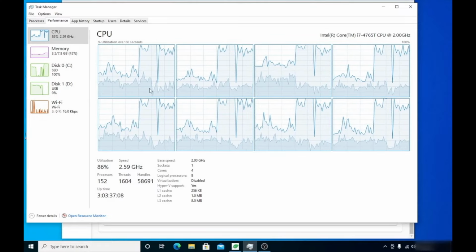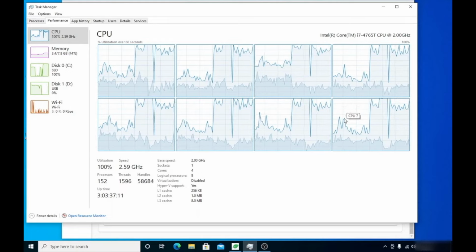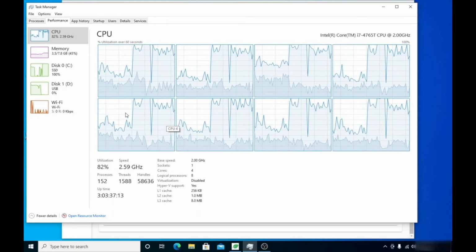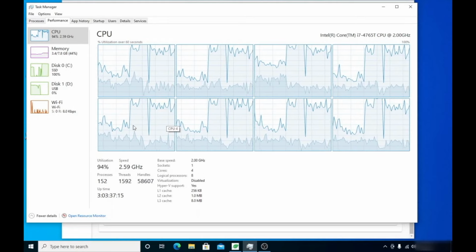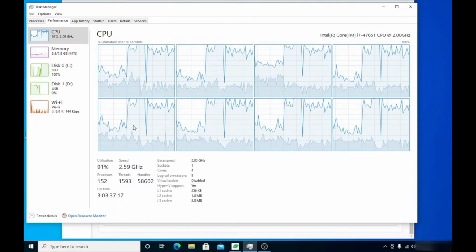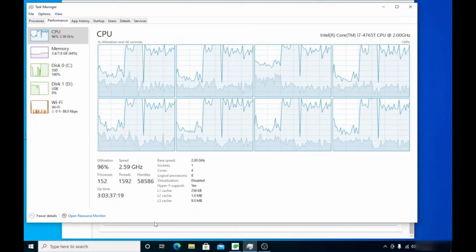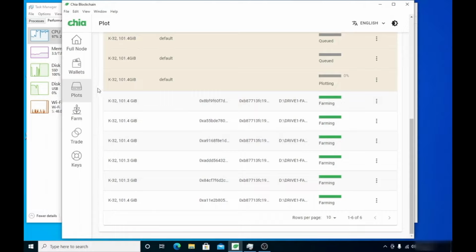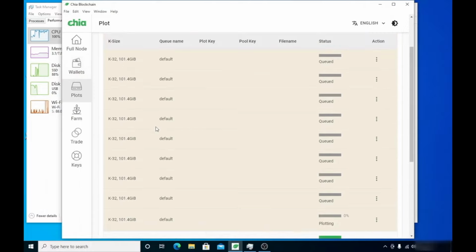So we have, of course, the 8 core from the i7. You can see it's pretty utilized right now. So you're only wondering, what is it that it's running that's causing all this? Well, so far in Chia, this is what we have. This is the queues that I had lined up.